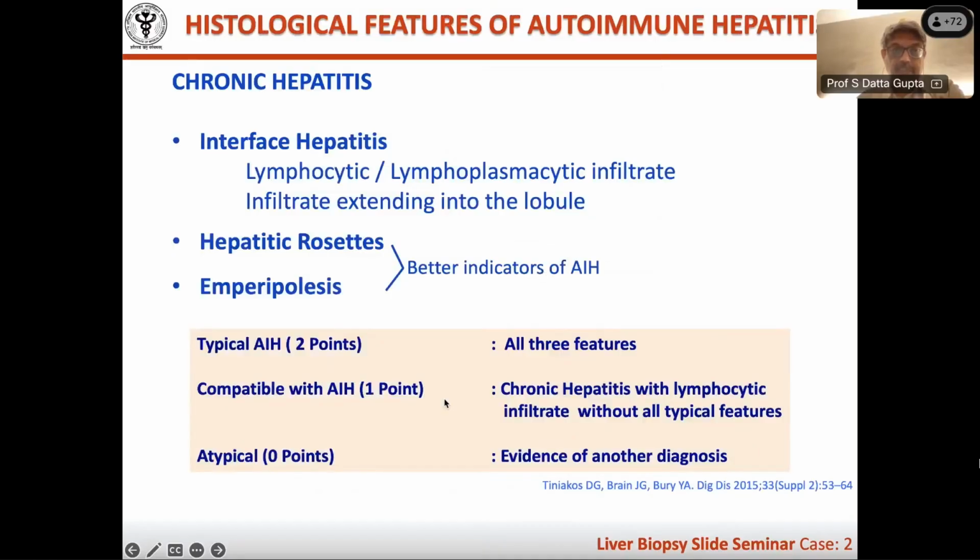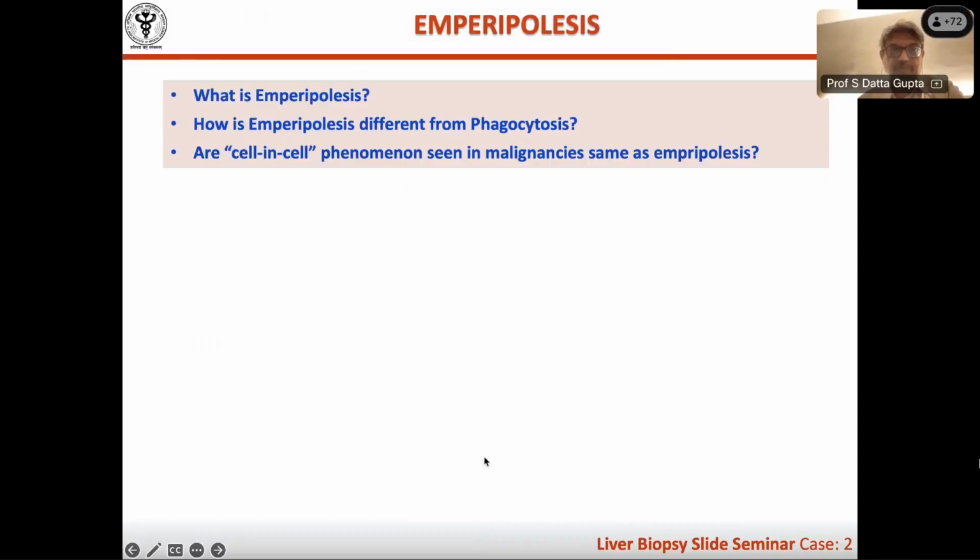If you see any one of them, chronic hepatitis with lymphocyte infiltrate without all typical features, it must still be compatible in a particular clinical setting, right? If there is evidence of other diagnosis, then the features are not fitting into it.